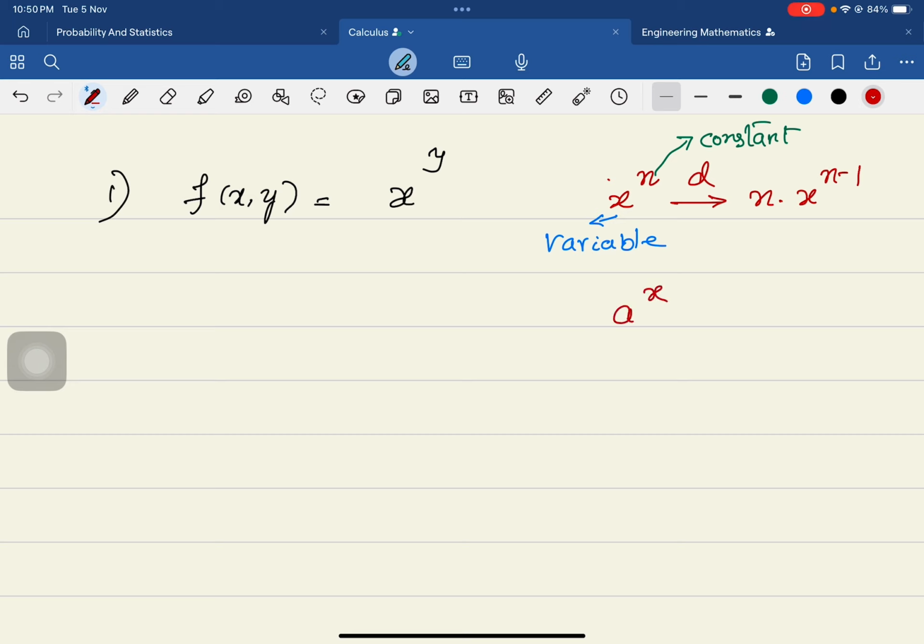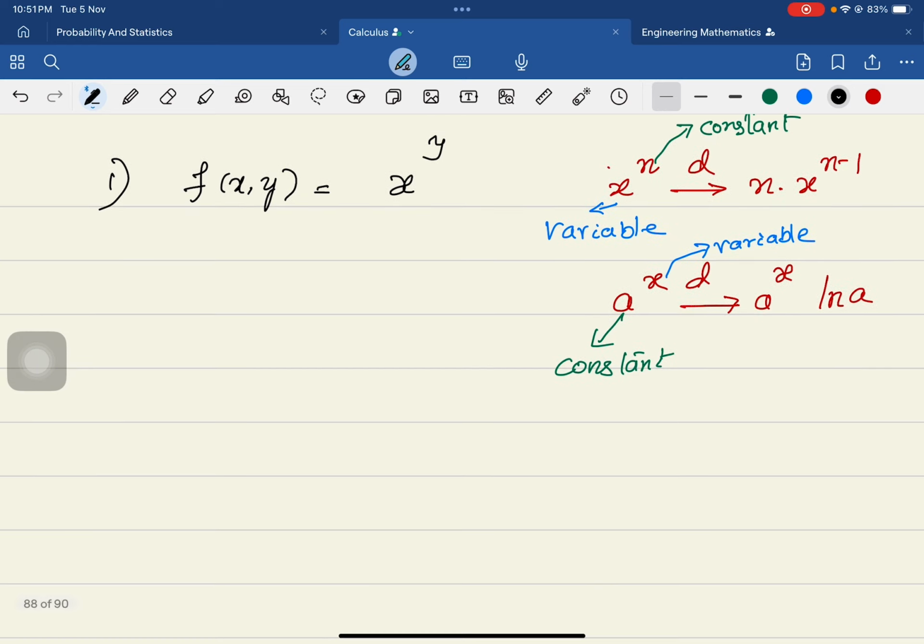Now I have another formula. What is the derivative of a power x? It is a power x times ln a. Now here your variable is the power. x is the variable. That means the power is the variable and the base is the constant. So to do this problem, x power y, you have to first understand what is the constant and what is the variable, so that you can decide which formula to use.